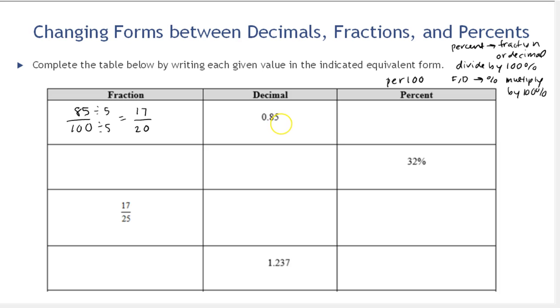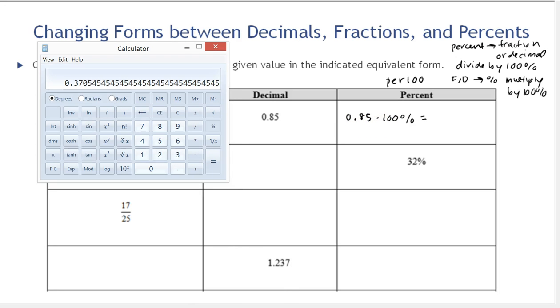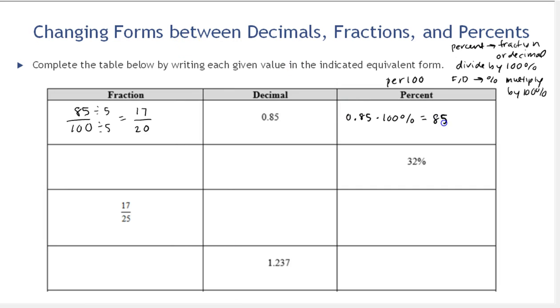Now to go from a decimal to a percent, we are going to multiply by 100%. So 0.85 times 100%, and I'm keeping the symbol there because I want to make sure that I know my final answer is going to be a percent. Now, you may know what this is. When you multiply by 100 with decimals, it moves the decimal point 2 places to the right. So 0.85 times 100 is 85, and I have 85%.